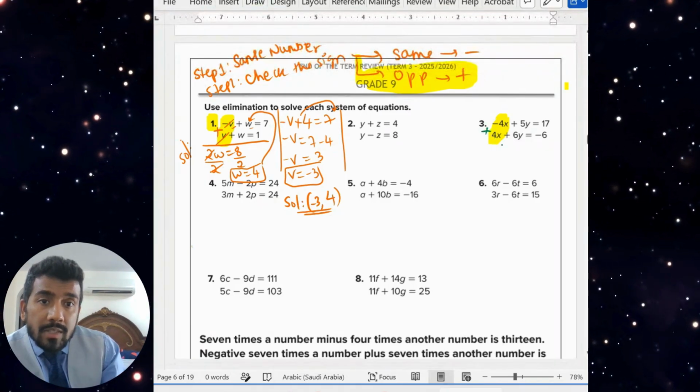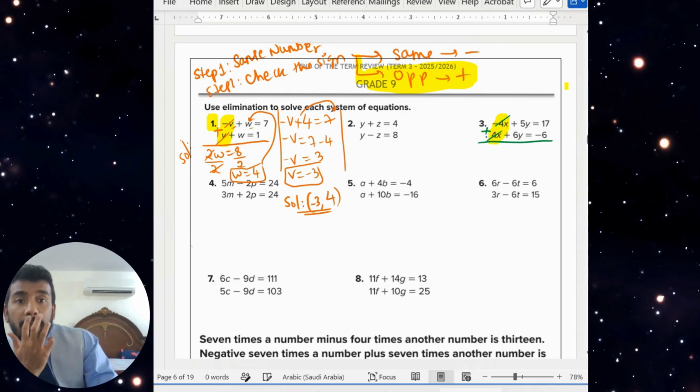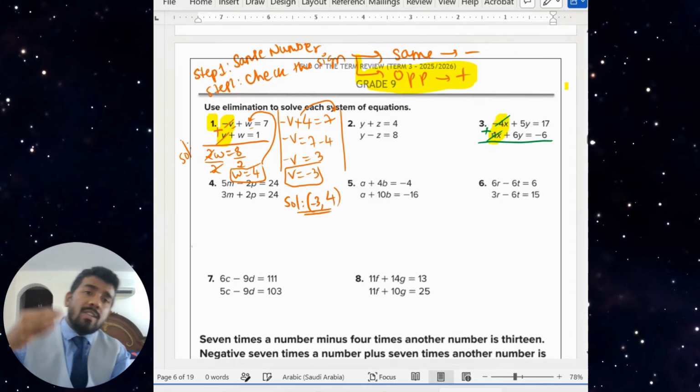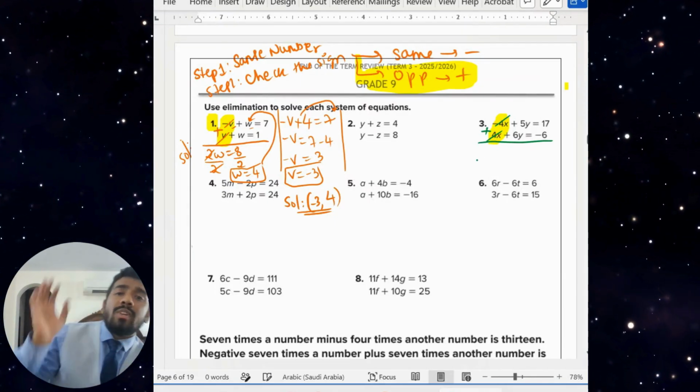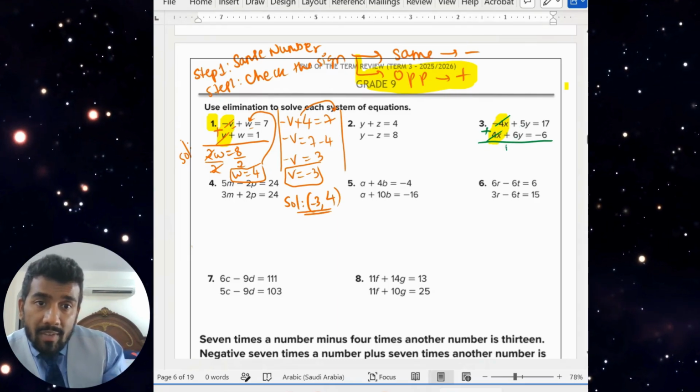So when you do plus, what will happen? This and this will get cancelled. Minus 4 plus 4. Why cancel? Because minus 4 and plus 4 will become 0. So straight away cancel. Plus 5 plus 6, it will become 11y.